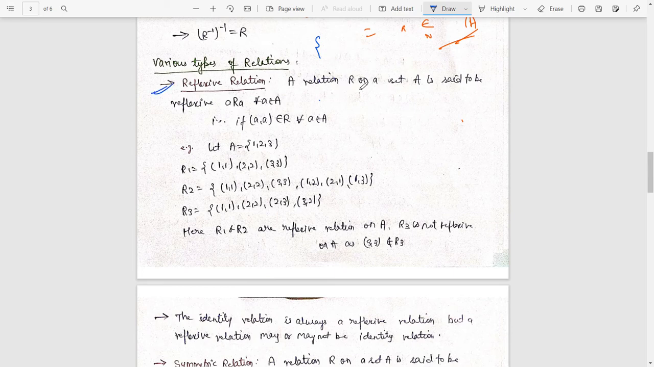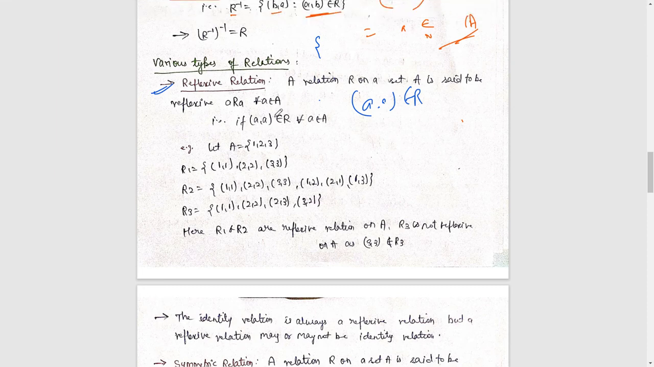So a reflexive relation means a relation R on a set A is said to be reflexive if (a, a) belongs to R. Here (a, a) means both the elements are equal. If all such ordered pairs belong to R, then that relation will be termed a reflexive relation. Obviously, this should be true for all elements of A.